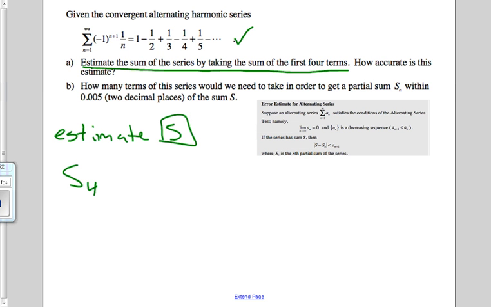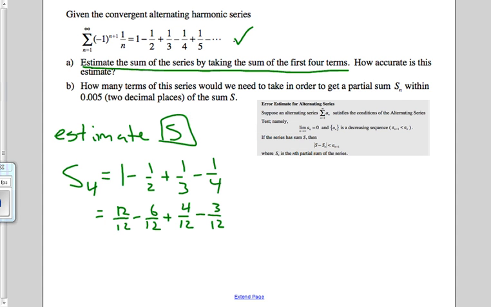So we need to find the first 4 terms. Well, s sub 4 is 1 minus 1/2 plus 1/3 minus 1/4. And if we get those all to 12ths so that we can add them, we see that this is 12 minus 6, which is 6, plus 4, 10 minus 3. This equals 7/12. So s sub 4, using 4 terms, my approximation, my estimate for s, is 7/12.